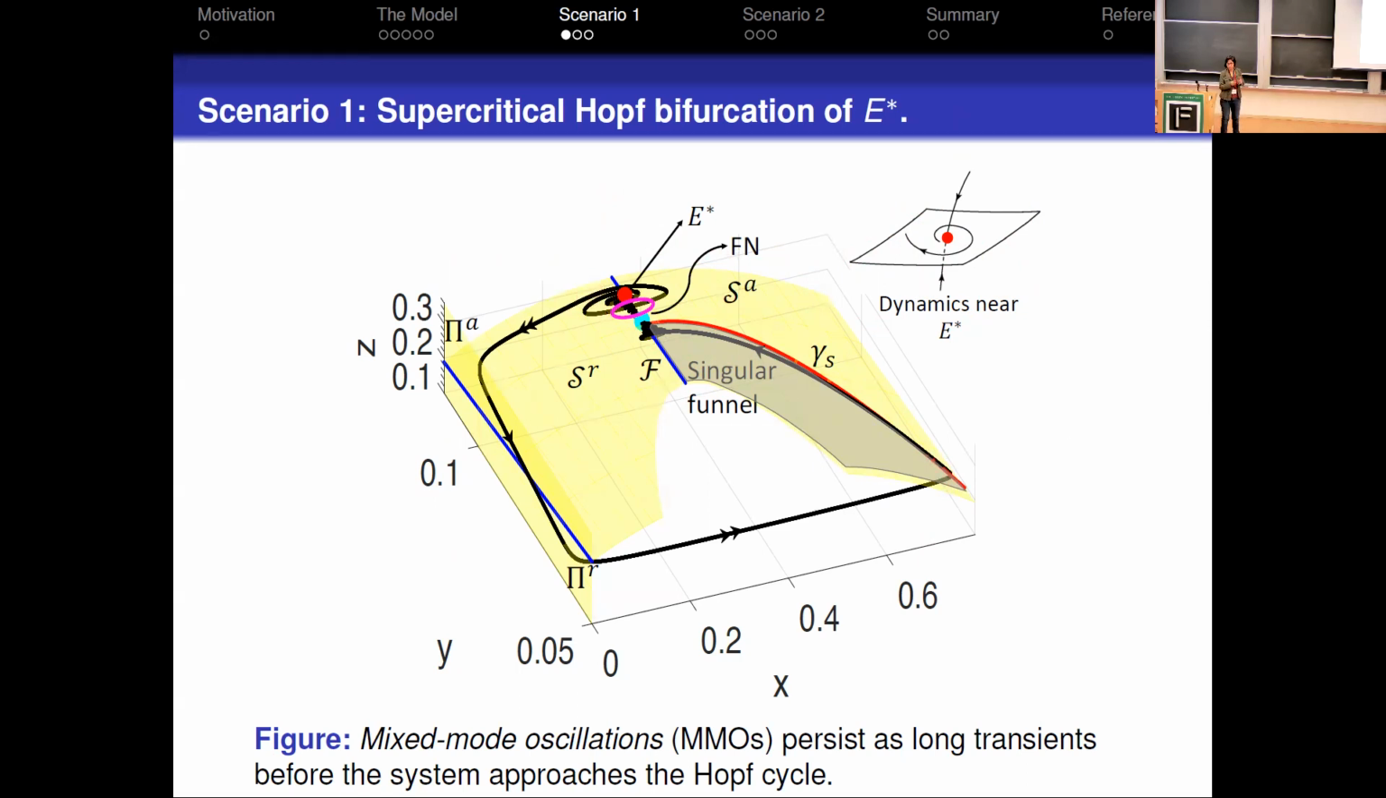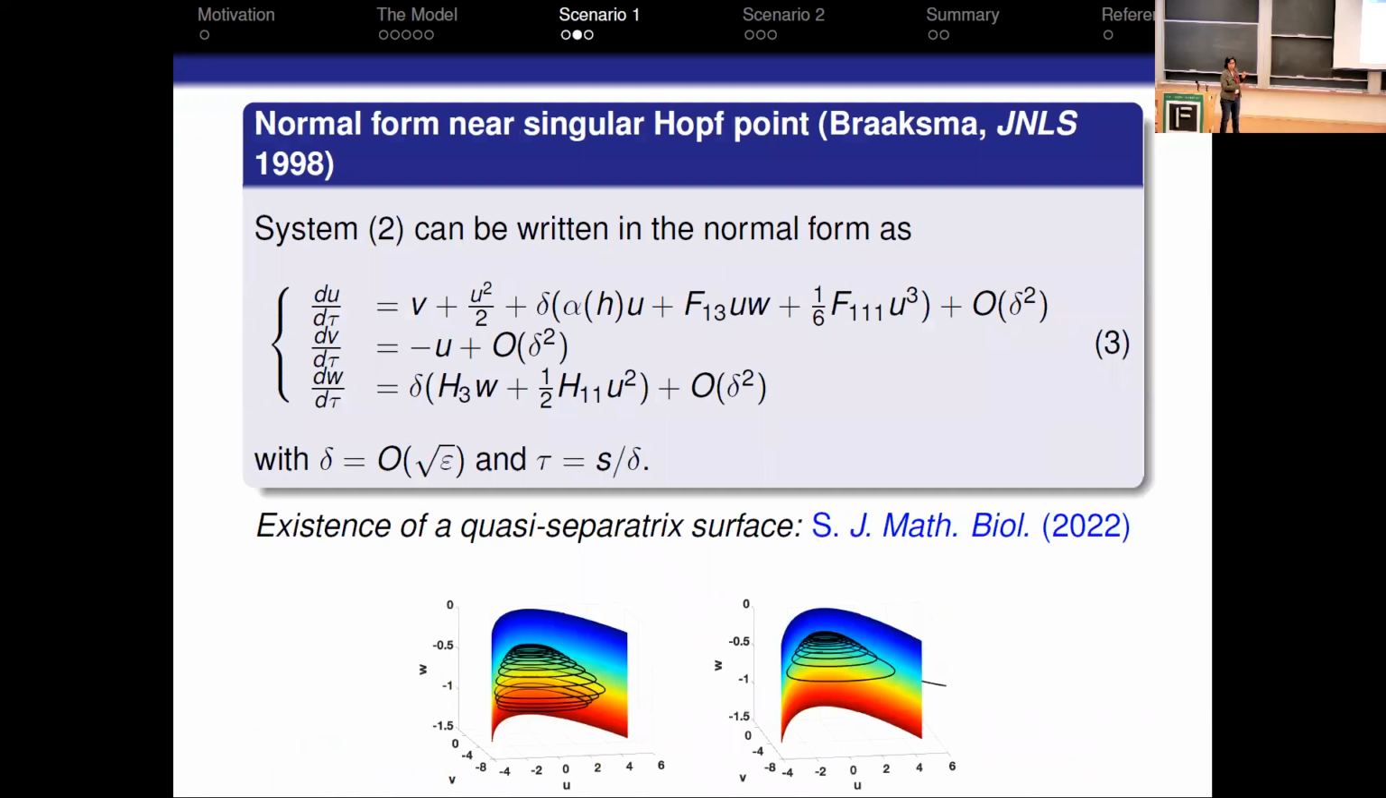We'll do a series of coordinate transformations, and we will bring our model to a topologically equivalent system that will be valid near the equilibrium point E star. So the new system will be called the normal form, and this normal form, like I said, will be valid only near E star. This is a relatively simpler system to work with, where again our normal form has three variables, U, V, W. This is also a slow-fast system, with delta being our singular parameter, which is of order square root of epsilon. But now we have one slow variable W and two fast variables U and V.